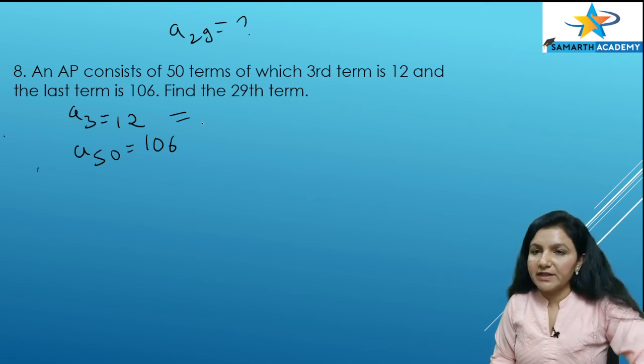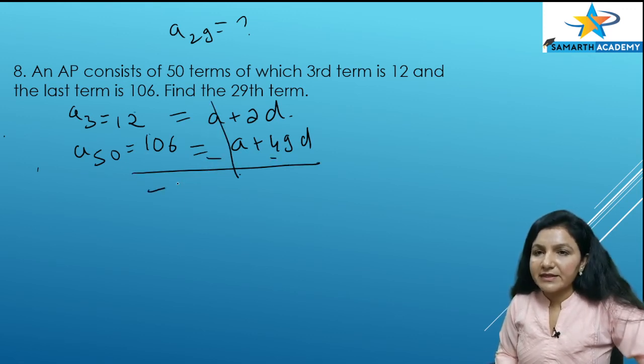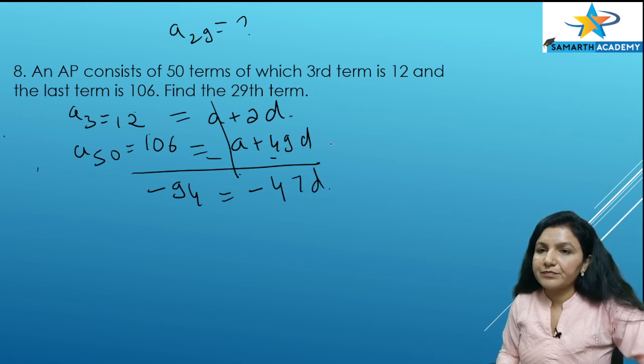the 29th term, that is A29. So A plus 2D is equal to 12. A plus 49D is equal to 106. Subtract: 12 minus 106 is minus 94, equal to 2 minus 49 is minus 47D. Therefore, D is equal to minus 94 by minus 47, which is 2.